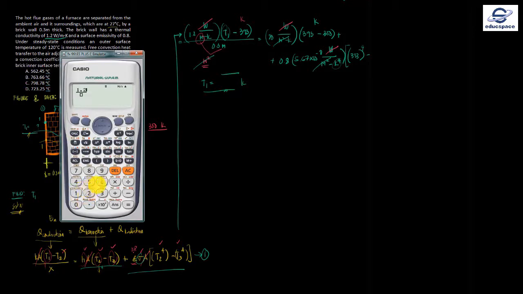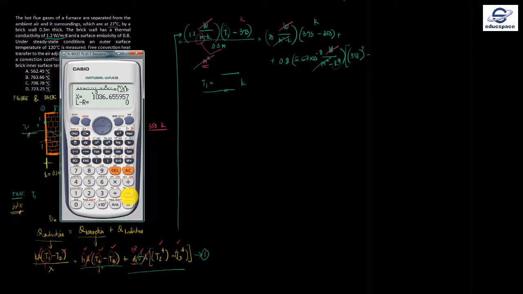So here, 1.2 multiplied by the unknown x minus 393, over 0.3, equals 20 multiplied by the change in temperature, 393 minus 300, plus 0.8 multiplied by 5.67 exponent negative 8 multiplied by the absolute temperature to the fourth, 393 to the fourth minus 300 raised to the fourth. Then we close the parenthesis, shift, calculate.